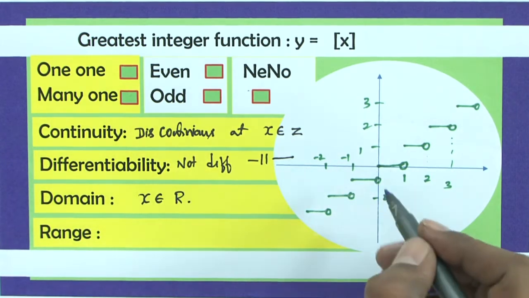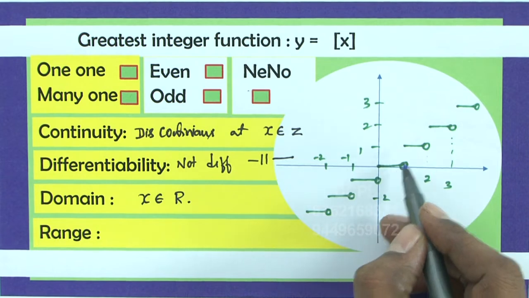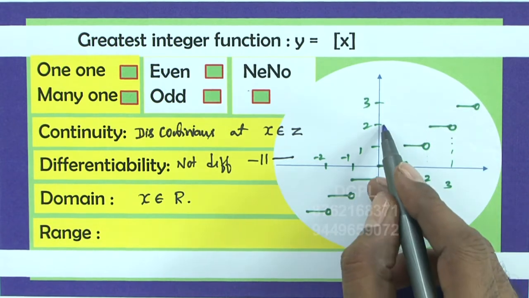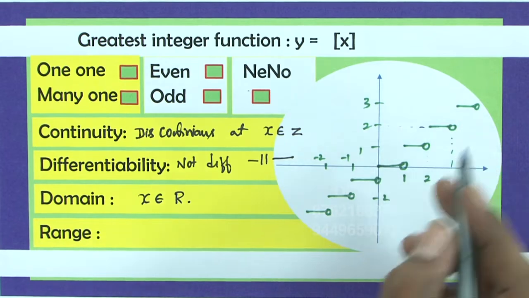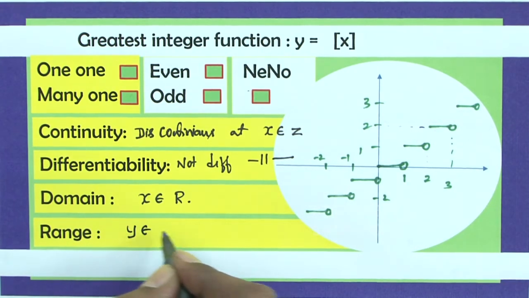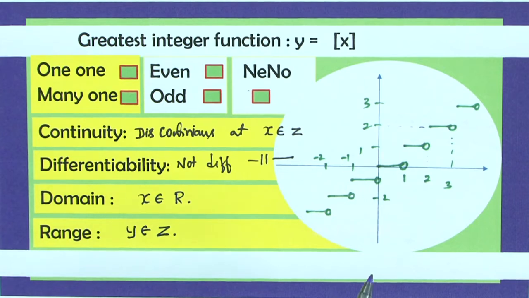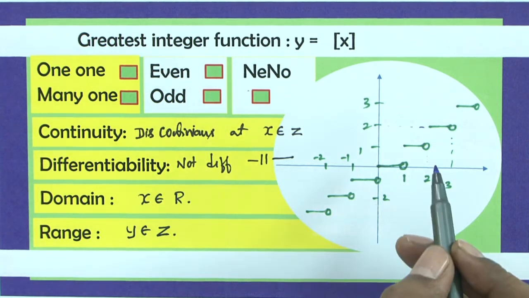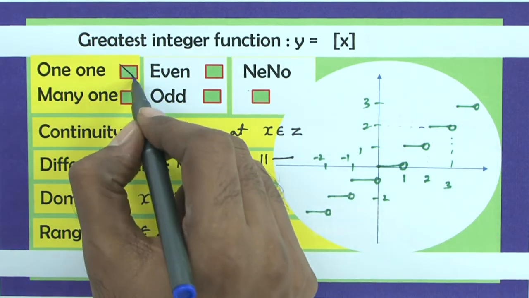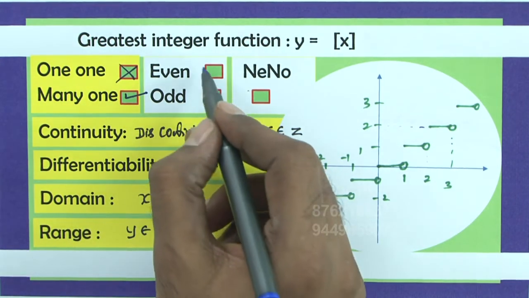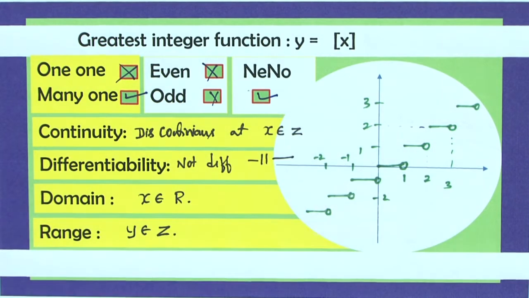What is the range? You can see vertically, dear students, you have only selected lines like this. They are all existing only at the integral values. That means to say range is y belongs to Z, right? So that means to say the values of y are only integers. Understanding this, right? So always, dear students, this is no doubt not at all 1-1. It should be many-1, right? And it is not even odd. It is neither even nor odd because it is neither symmetrical nor anti-symmetric about x-axis or y-axis.